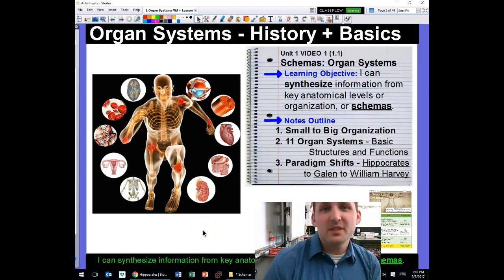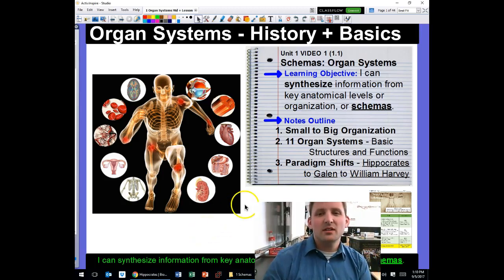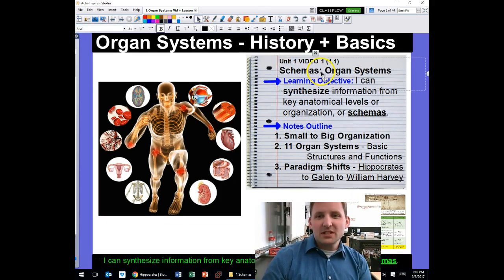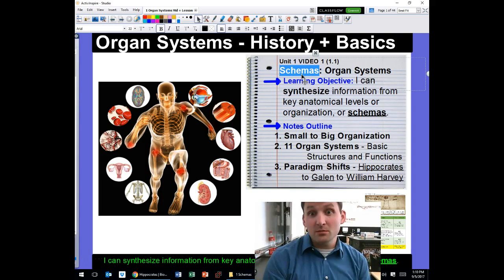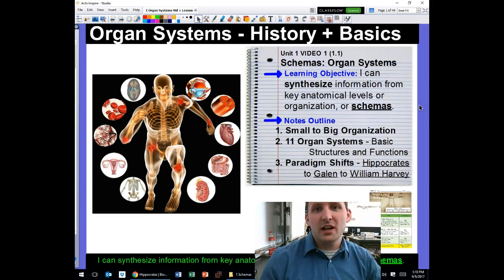So we are jumping in to the very first idea, the very first schema. And I'm using the word schema to mean kind of an outline, kind of a structure to put everything else we learned this year on. So the very first schema we're learning about is organ systems, kind of the history of some basic organization of the body. So I encourage you to take notes during these videos.